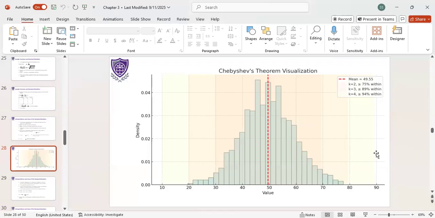And lastly, for the 4 it is at least 94%, but we see it's maybe only two observations that are below 3 standard deviations. So almost it is 100%, but we say at least 94%, right? So 100% is in that range. So that's what the Chebyshev theorem is about.